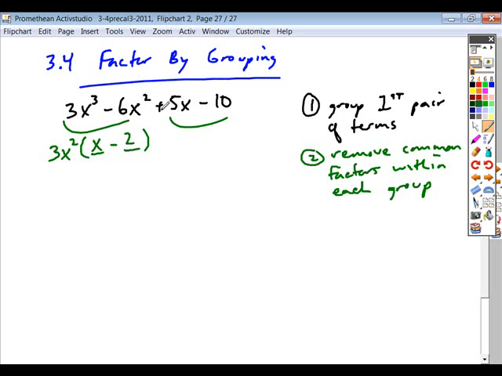So when we look at this, whatever sign is between this second and third term is always going to come out. So a plus. And then what common factor can we remove from a 5x minus 10? 5. So there's our common factor.